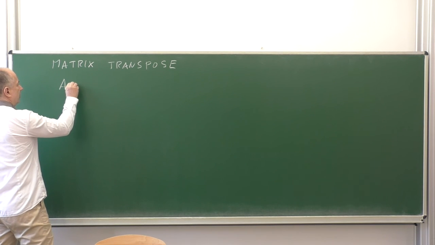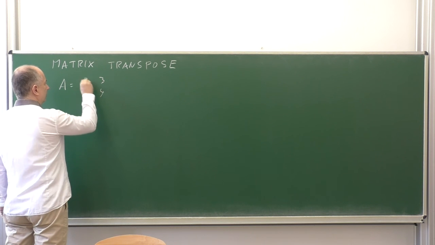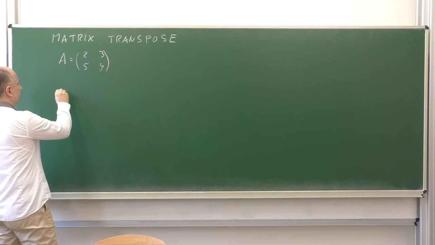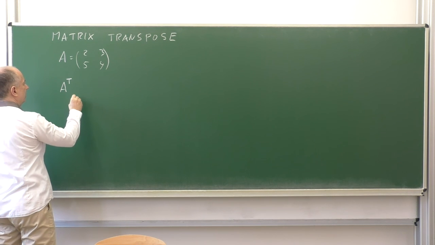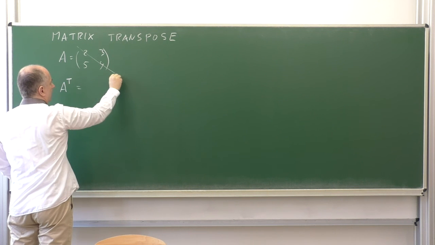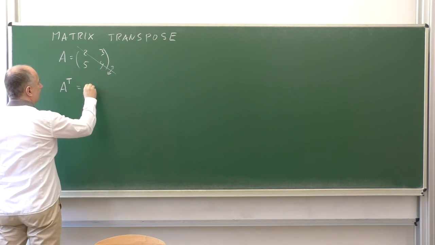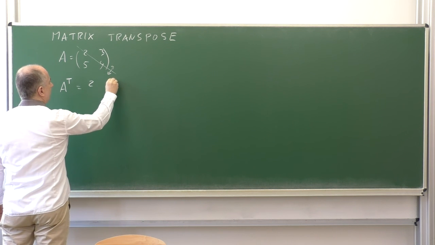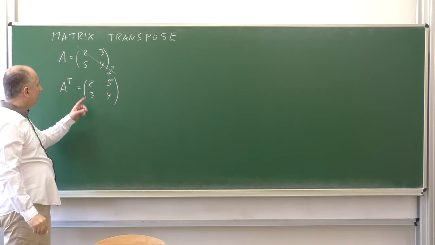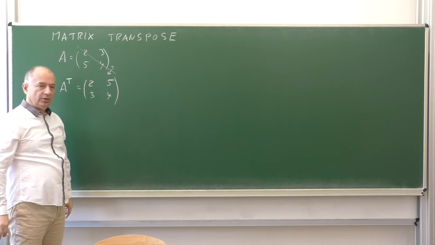Consider a square matrix with the elements, say, 2, 3, 5, 4. Then the transpose of this matrix, denoted by A sub t, will be: we rotate the matrix about the principal diagonal. So 2, 5, 3, 4. In this case, the entries 5 and 3 swap the position.